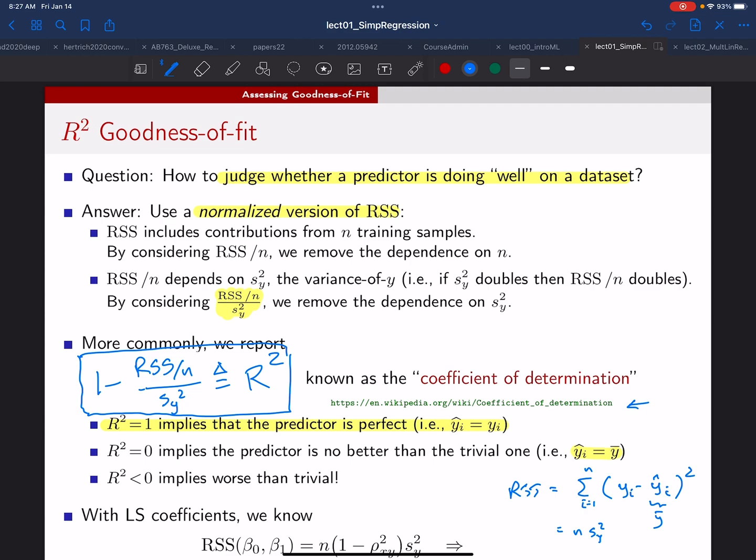So if RSS is that value, and you plug this value in here, you divide by the n, you divide by the sy squared, this thing turns into 1. And r squared turns into 0. So this is another useful reference. R squared equals 0 means the predictor that you've designed is no better than the trivial one, which could have been designed by completely ignoring x altogether. That's not much prediction if you're ignoring the predictor. So in almost all cases, you always hope that r squared is between 0 and 1.